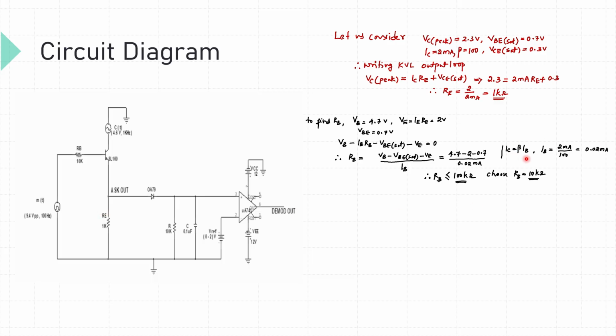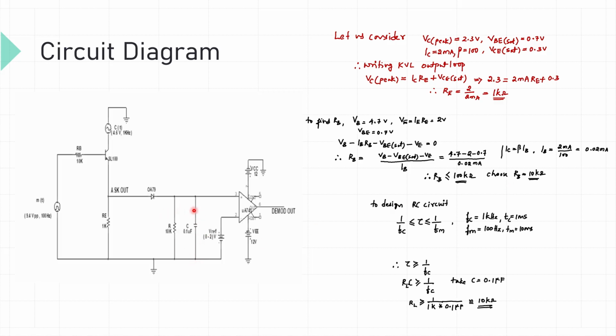We also know IC is equal to beta times IB. Since IC is 2 milliampere and beta is 100, the value of base current that we can expect here is 0.02 milliampere. Substitute all these values in this equation, we get the value of RB approximately 10 kilo ohm. Now how to find the value of RC, that is the timing element that we connect after the detector diode.